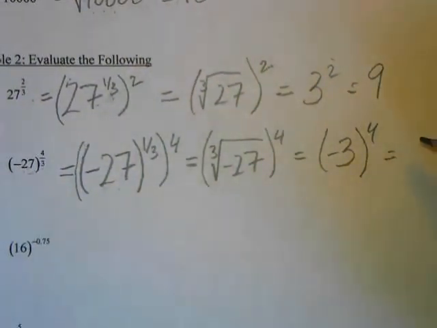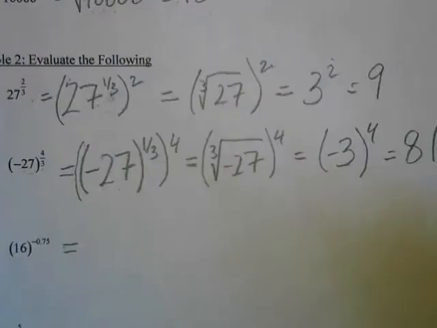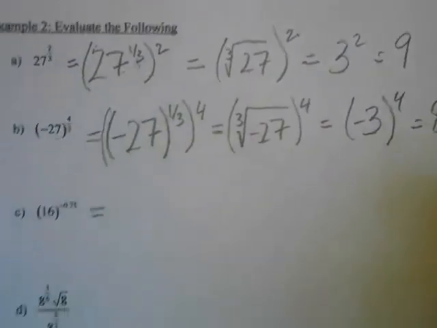So negative 3 times negative 3 is 9. And then if I multiply by another pair of negative 3s, it'll be 9 times 9, which is 81. Okay. Don't be afraid to use your calculator on these, but you should also try to figure it out in your head first, and then check with your calculator.